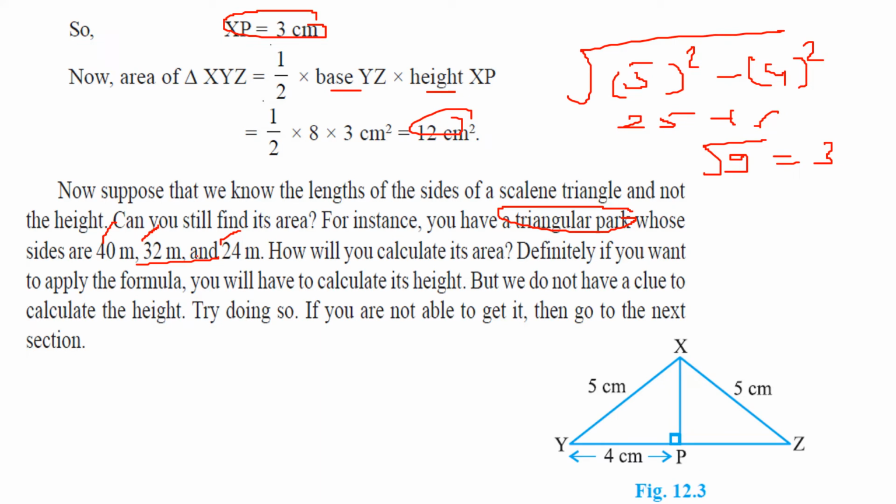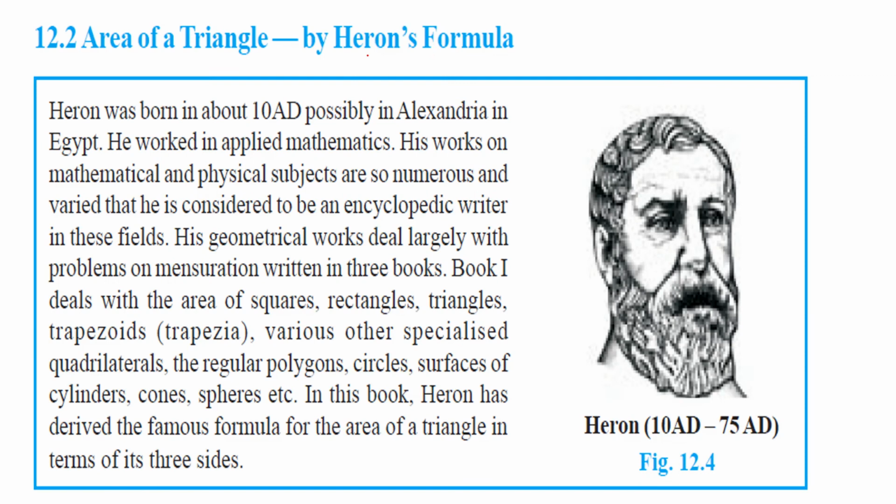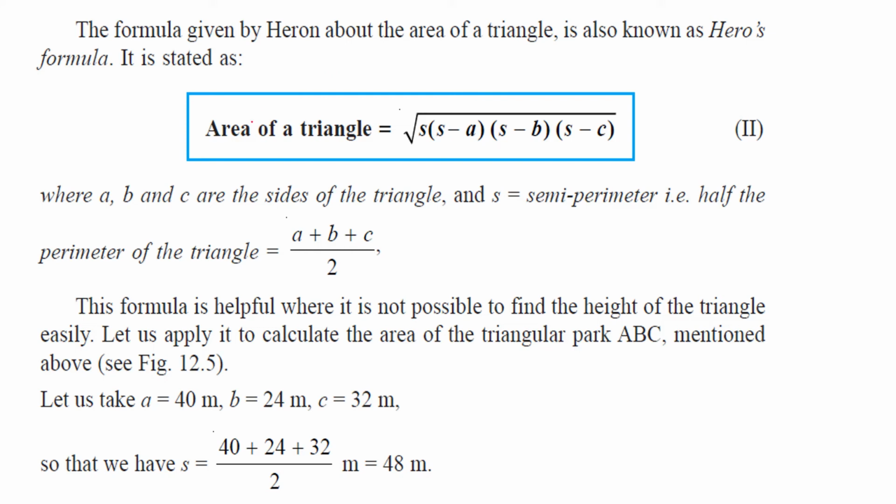So how to find out the area of this? Heron's formula. Area of triangle by Heron's formula. Now Heron actually told us how to find out the area of a triangle when three of its sides are given and the triangle is not right angle, not equilateral, not isosceles. So he gave a formula. The area of the triangle will be, where A is the side, B is the side, C is the side. So these are three sides, A, B, C.